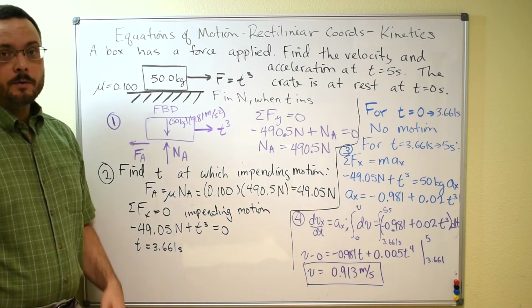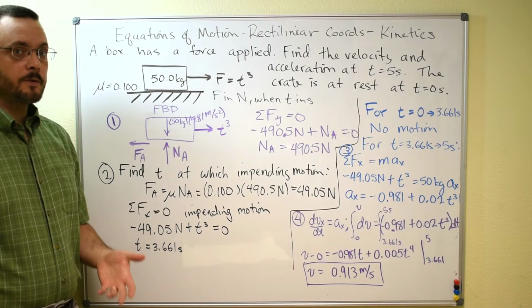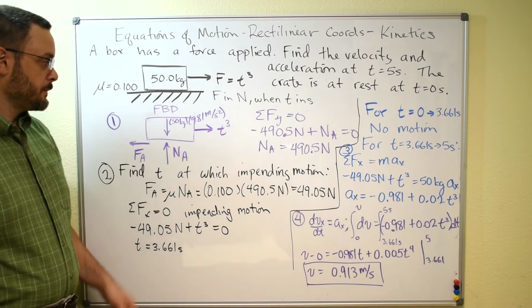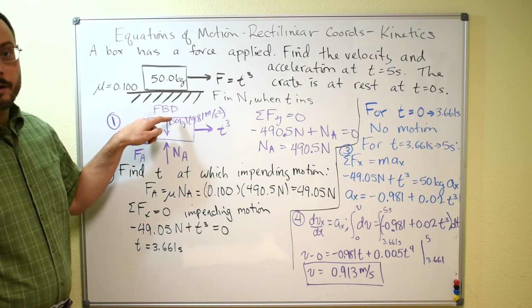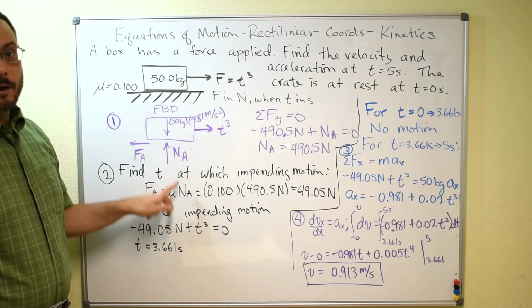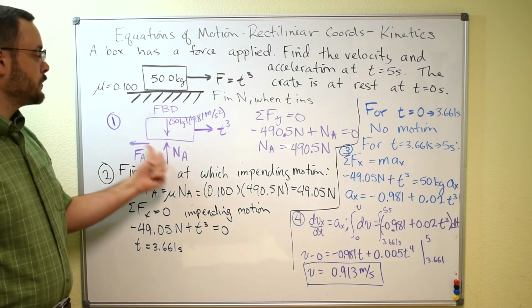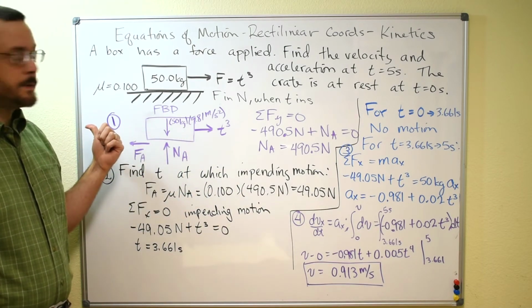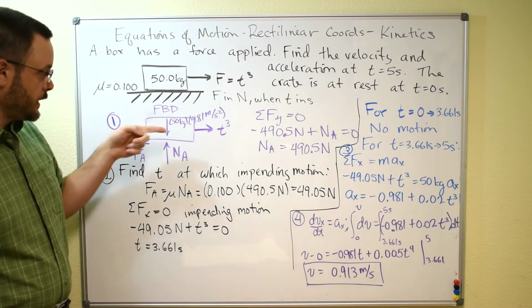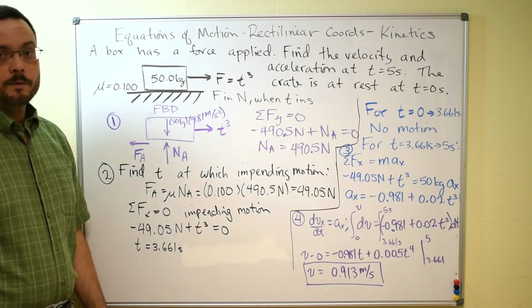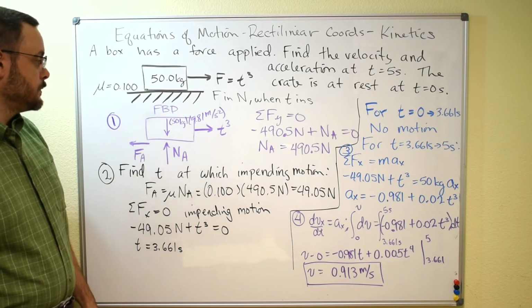So anytime we're doing a kinetics problem, our very first step is always going to be to draw the free body diagram. So here's our free body diagram. We have the weight of the object, we have the normal force, and then we have the frictional force going opposite the direction of any motion, and then we have our applied force that's equal to time cubed.